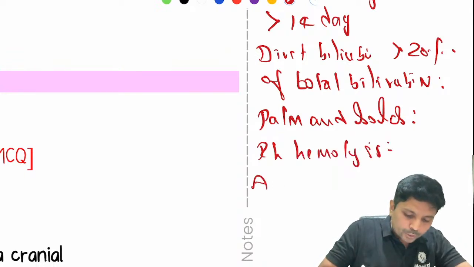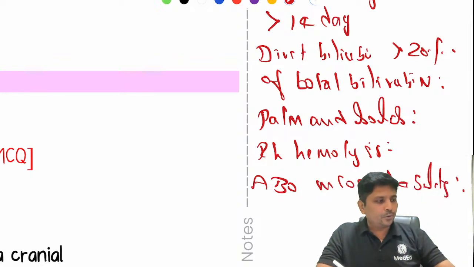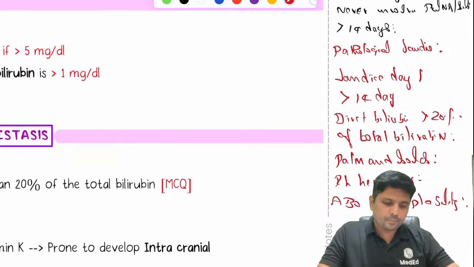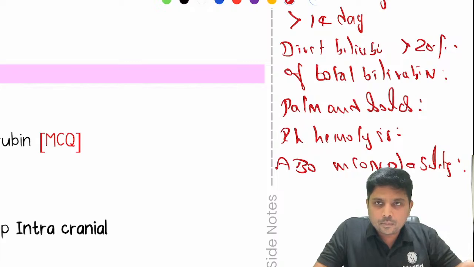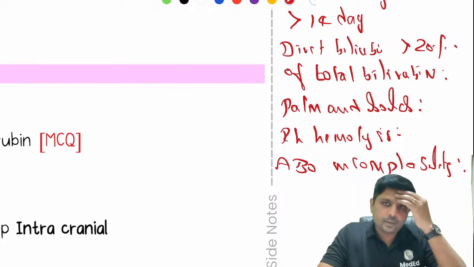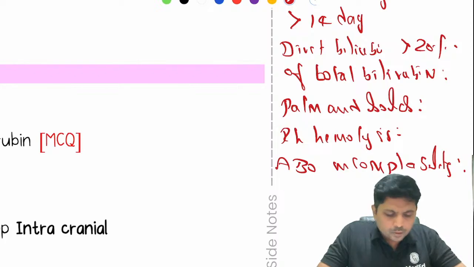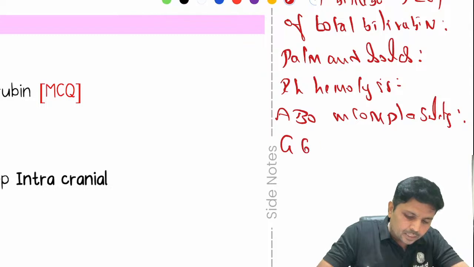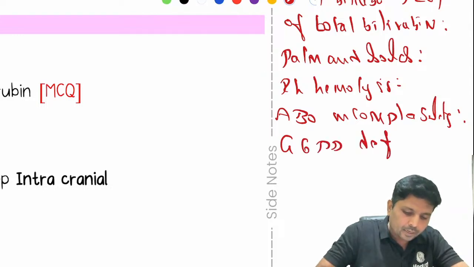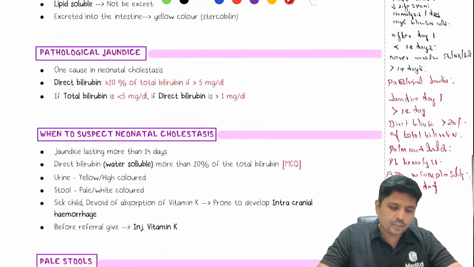It can be due to ABO incompatibility. So one feature is direct bilirubin more than 20% of total bilirubin, and yellowish discoloration involving palms and soles. The causes are RH hemolysis, ABO incompatibility, G6PD deficiency, and even hereditary spherocytosis can present with pathological jaundice.